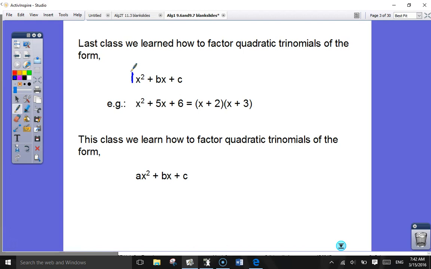If that first coefficient, the leading coefficient, is not 1, then it's not as easy as just thinking of two numbers, and in one step you're done. So this is actually the more general form of a quadratic trinomial: ax squared plus bx plus c. Again, this is the one that I would call simple, and this is the one that I would call not simple. And that's just me. The book won't call it like that.